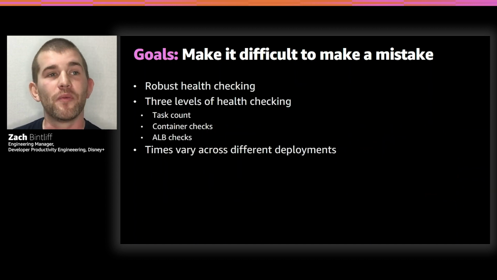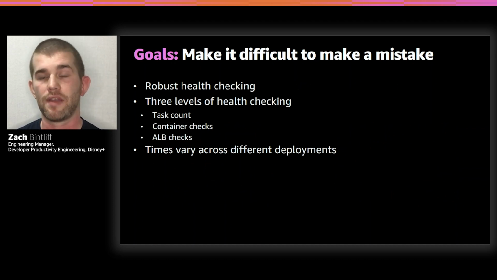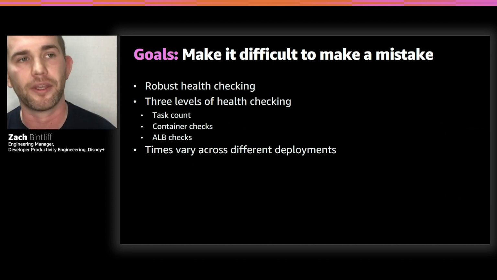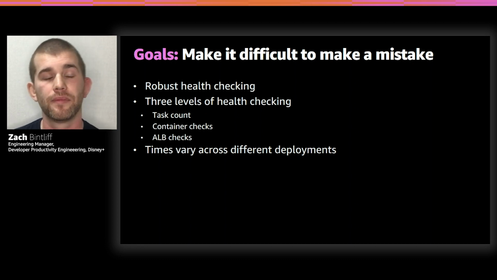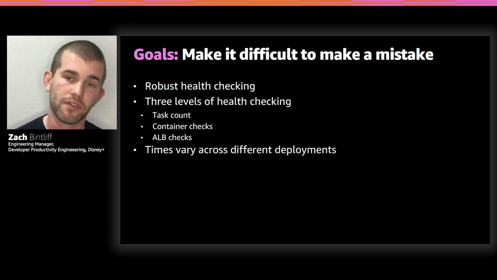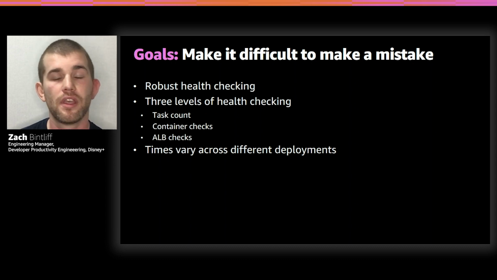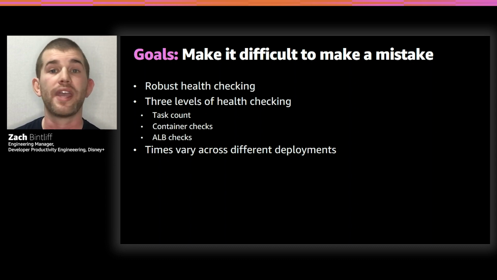This is my favorite part. We did robust health checking. On Amazon, we allow 3 different levels of health checking, most of them provided by Amazon. The first is at the task count. This is pretty easy. We look at the service and we ask if the running count equals the desired count. If the running count doesn't equal the desired count, we error out.